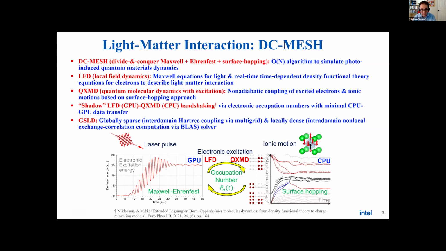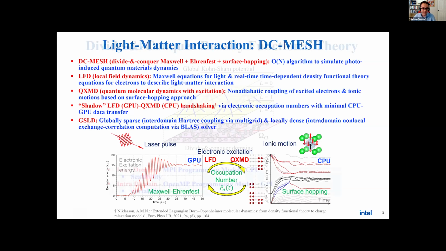And this combination yields a globally sparse and locally dense solver, wherein interdomain Hartree coupling is achieved via sparse multi-grid method and intradomain non-local exchange correlation. And that would be implemented via dense basic linear algebra subprograms, or BLAS, which would be obviously the CGEMs.